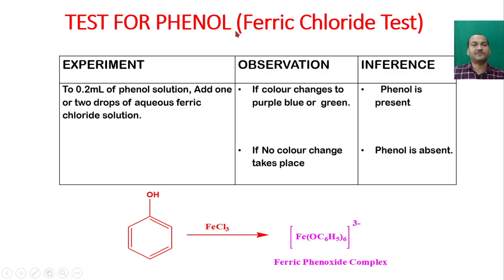The next is a test for phenol. We have to go for the ferric chloride test. In a test tube, take 0.2 ml of phenol solution, then add 1 to 2 drops of aqueous ferric chloride solution. If the color changes to purple, blue or green, then phenol is present. Phenol reacts with ferric chloride, giving rise to a ferric phenoxide complex, which is purple, blue or green in color. If no color change takes place, phenol is absent.